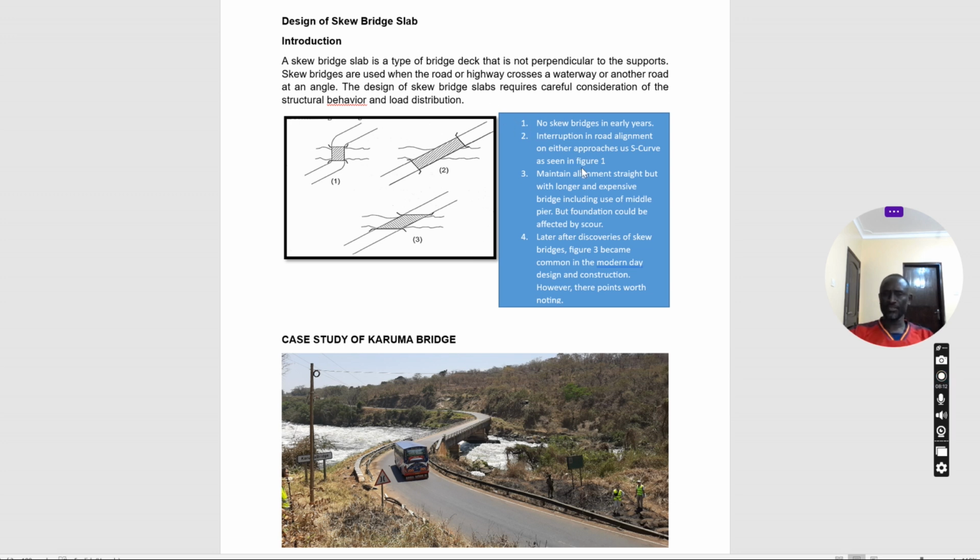So here in number 1, there were no skew bridges in early years, so that's one you need to know. And when you look at figure 1, 2, 3, we'll also elaborate on that. So at least no big worry today. And also there were interruptions in road alignment on either approach, with use of S-curve as seen in figure 1. Because there were no skew bridges, there was a lot of maneuvering to access the bridge, and that would ask for more land, very tight curves, expensive construction, and so forth.